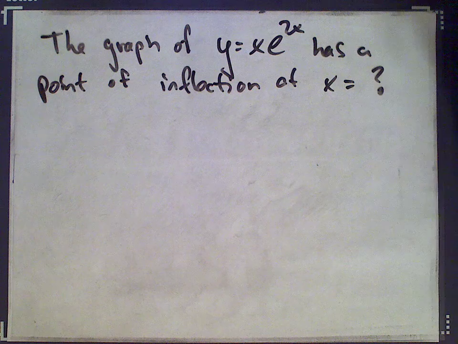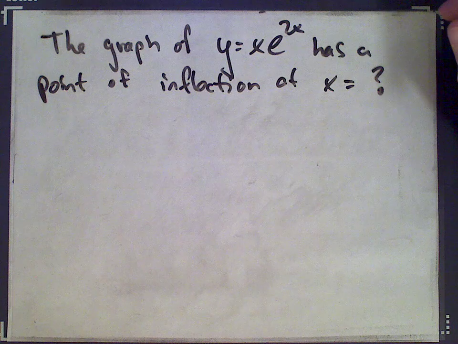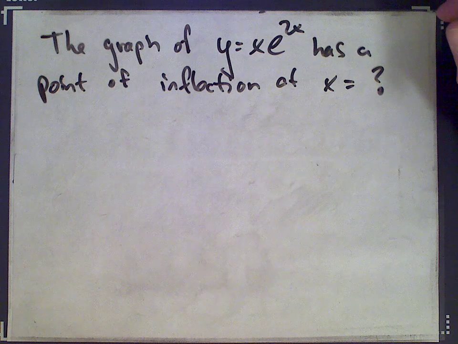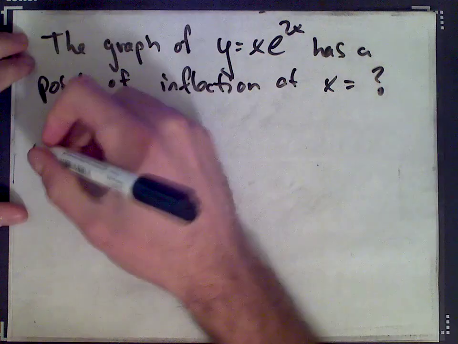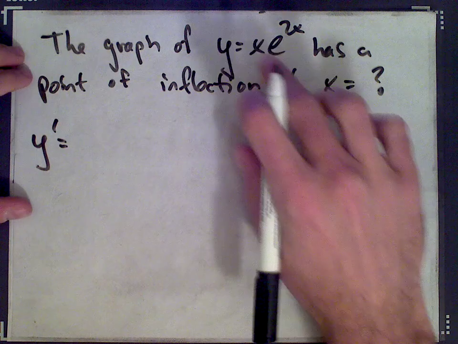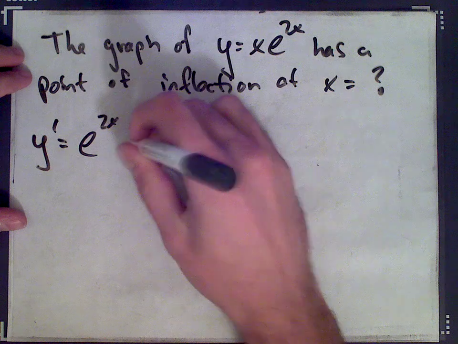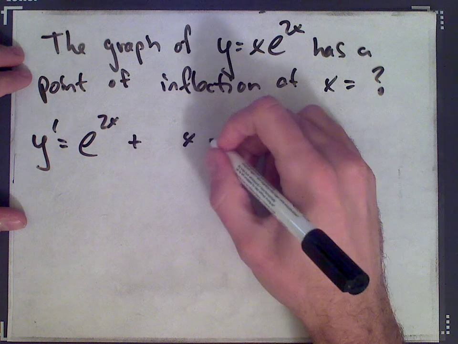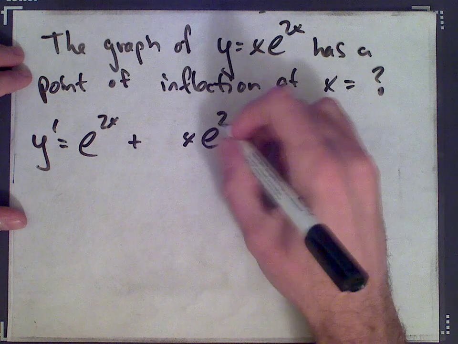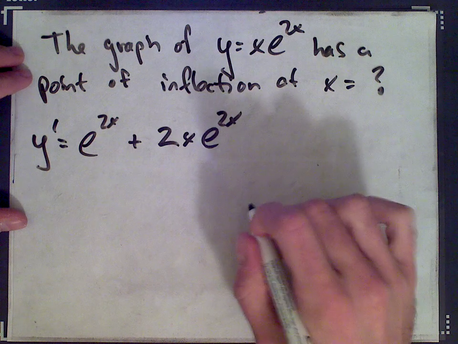Okay, so what we need to do is find first where the second derivative is 0, and then check to see if we get an inflection point at any such point. Now here, let's see what we get for the first and second derivatives. So the first derivative, we get the derivative of x, which is 1, times e to the 2x, plus x times the derivative of e to the 2x, which is e to the 2x times 2. So that's the first derivative.